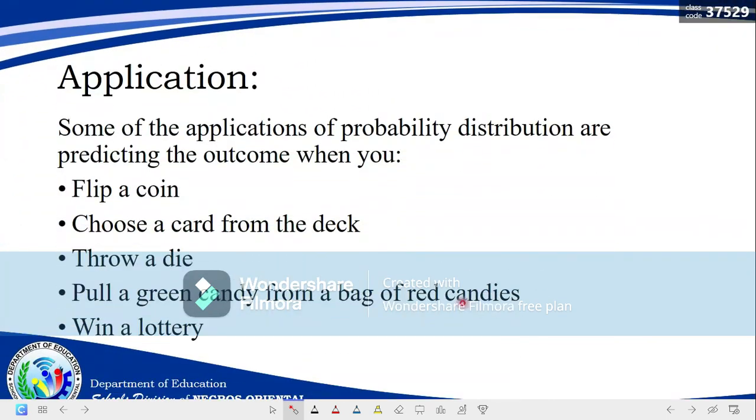Let's continue. Let's have an application. For example, some of the applications of probability distribution are predicting the outcome when you flip a coin.